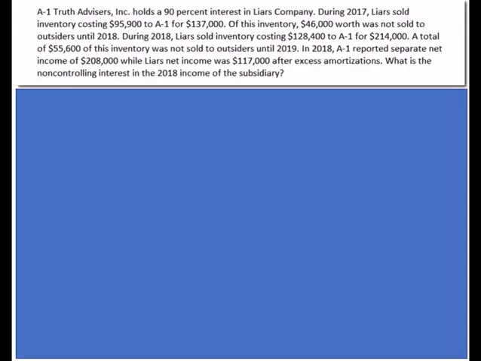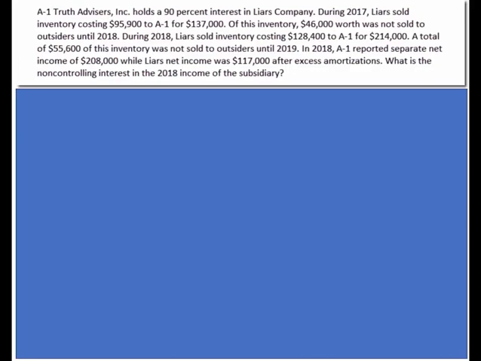A1 Truth Advisors, Inc. holds a 90% interest in Lyers Company. During 2017, Lyers sold inventory costing $95,900 to A1 for $137,000. Of this inventory, $46,000 worth was not sold to outsiders until 2018.